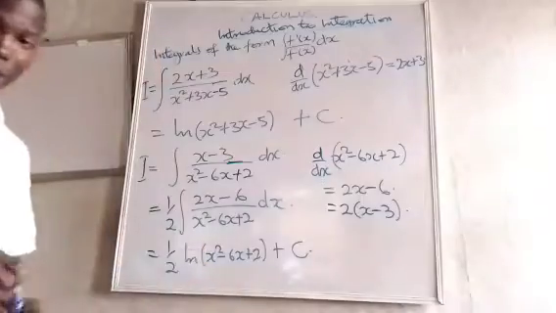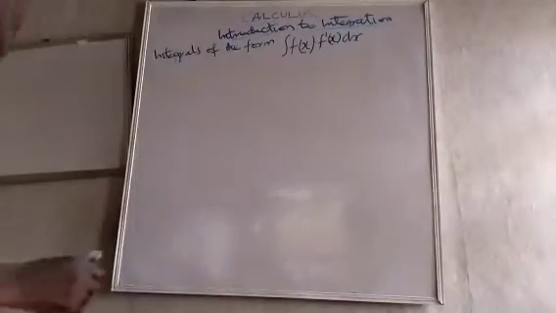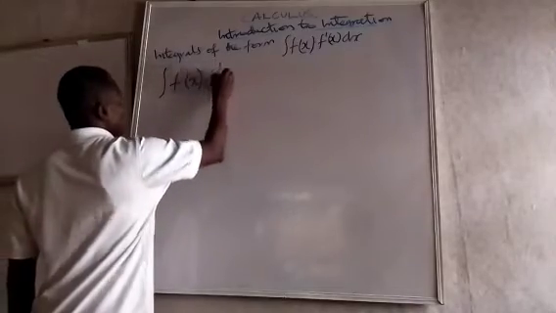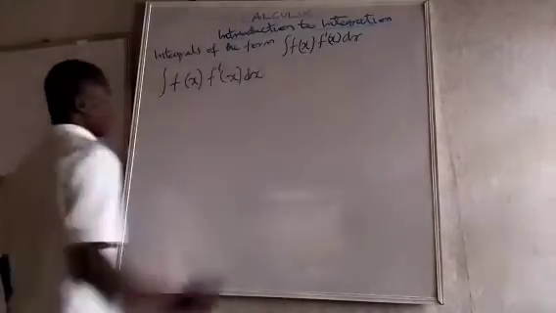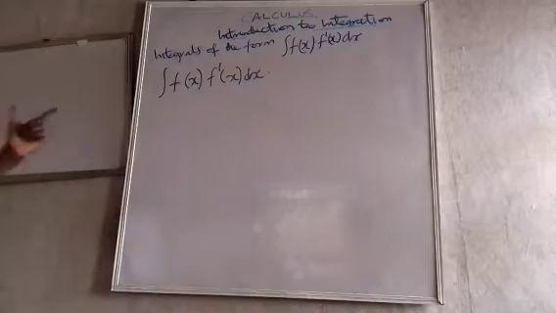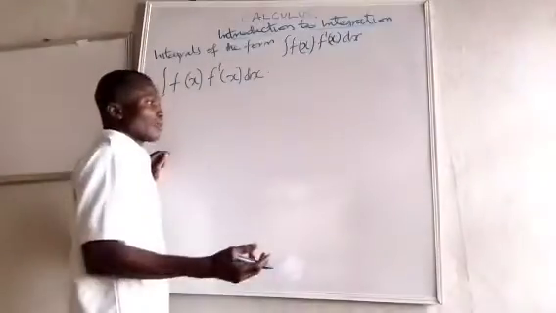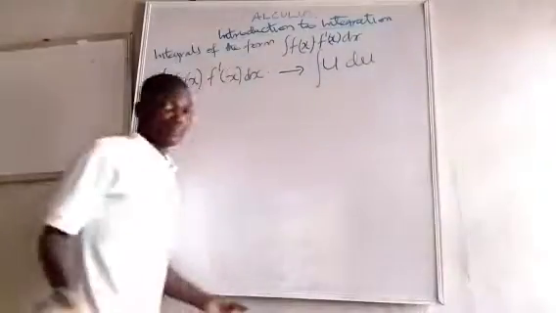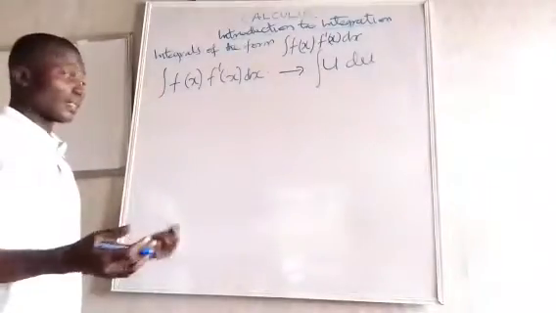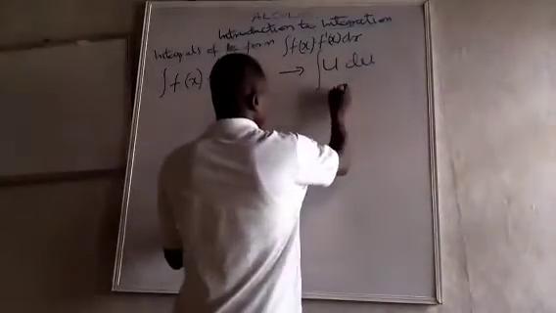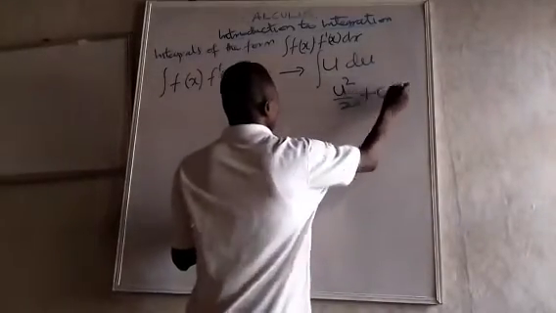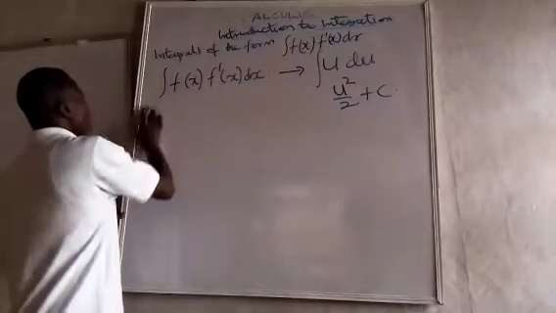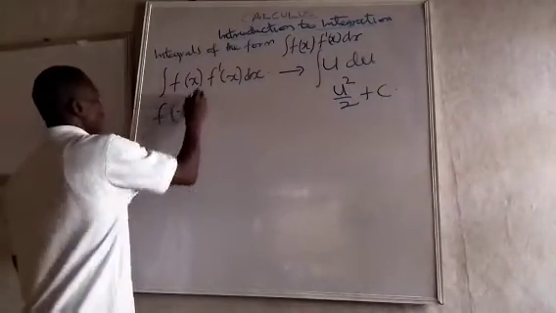Let's look at another standard form we can have. Now, looking at a function like this, f(x) f'(x) dx, what do you think this is going to give us? If we integrate, it's just like having u du. That's just a simple way to explain it. So this one is going to give us u squared over 2 plus c. So at the end of the day, this one is also going to give us f(x) squared over 2 plus c.